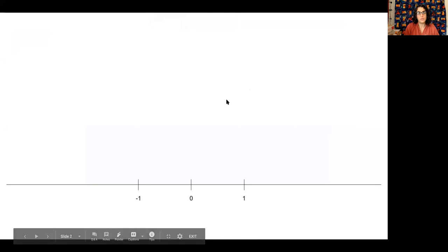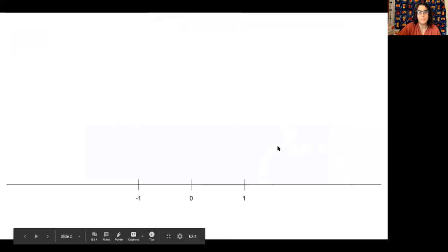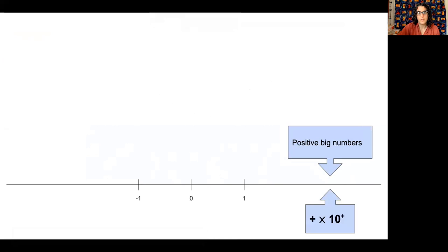I put these numbers -1, 0, and 1 on it, and those numbers split the line up into 4 regions. I want to think and talk about what kinds of numbers in scientific notation land in each one of these 4 regions. So how about out here, the positive big numbers? I'd like you to give me a number in scientific notation that lands in this region on the form. Whatever you typed, it should be a positive number times 10 to a positive power, because that's how you become a big positive number, like 7.2 times 10 to the 23rd, or anything else like that.